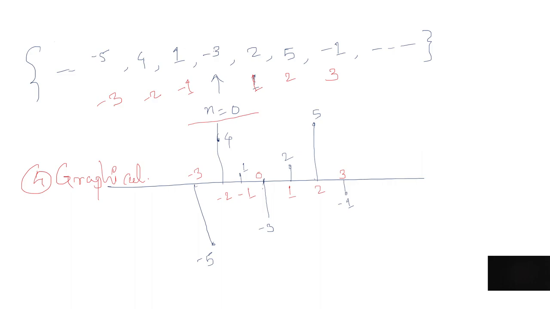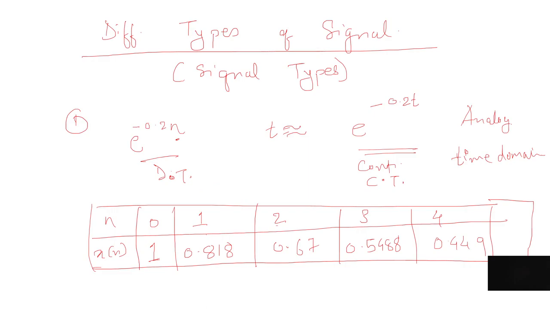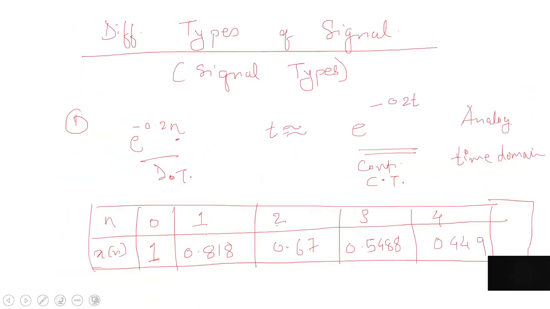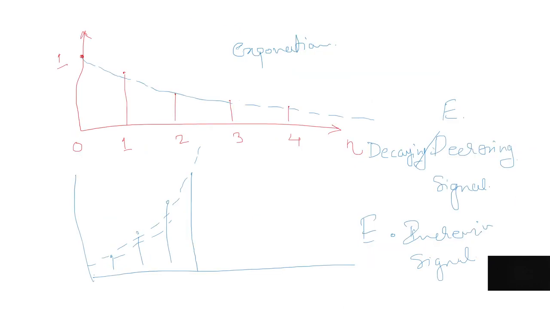And I had shown you how I can plot this, and that was the last representation of signal, that is the graphical representation. Then we went to the different types of signal, right. Instead of going from basic to the complex one, I took the example of the signal which we had seen already, that is e raised to minus 0.2 n. I put the values of n and plot x of n. I represented that this is what the signal will look like, that is exponentially decreasing, right.